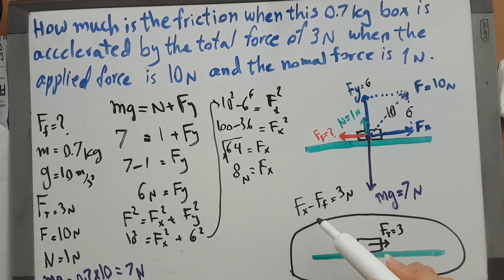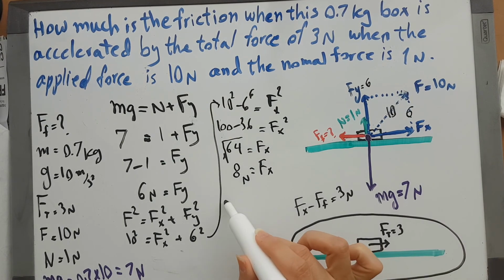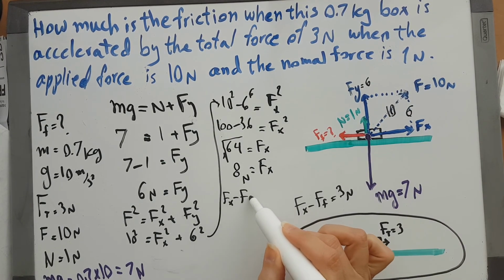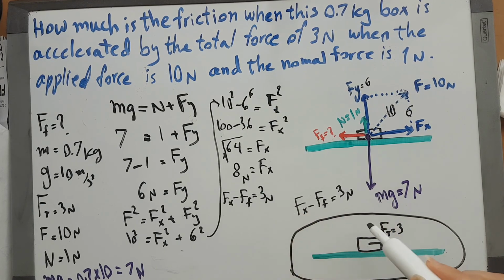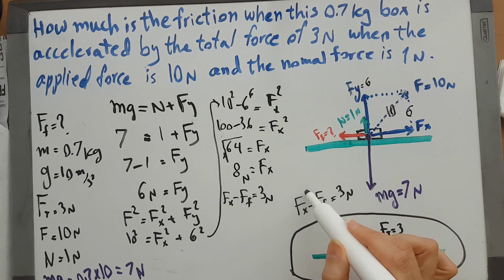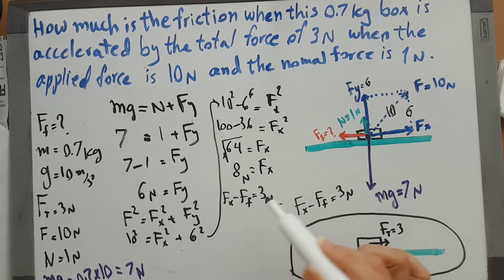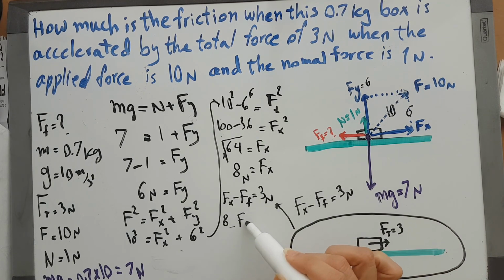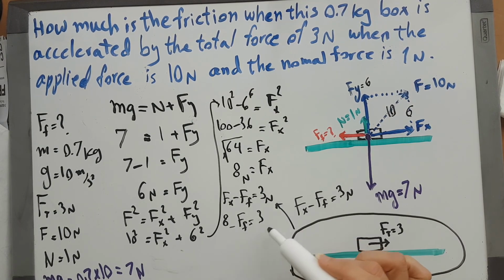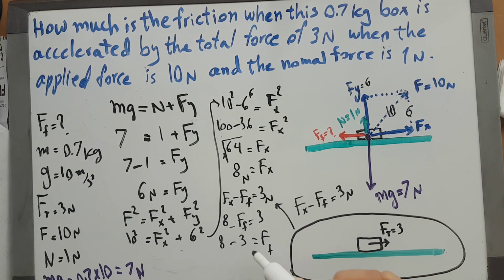Since the Fx is 8 newtons, and I know this formula, of course, Fx minus Ff equals 3 newtons, from here I can see 8 minus Ff equals 3. So the Ff goes to the other side, becomes positive. 8 minus 3, the 3 goes to the other side, becomes negative. So Ff equals 5 newtons. That's the answer.